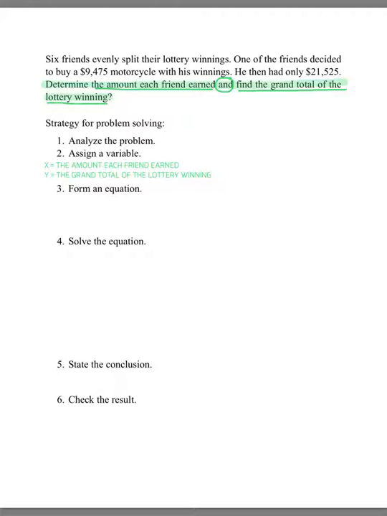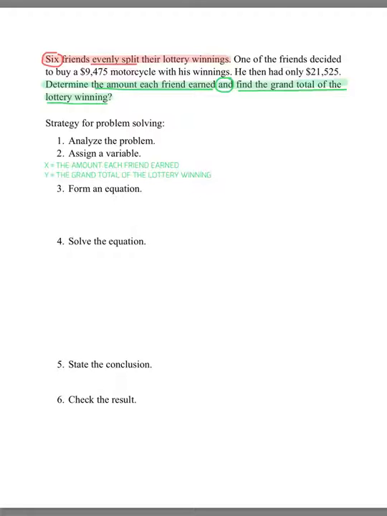So now that we have assigned our variables, let us continue analyzing the problem. So let's see what else we know. Well, we know 6 friends split their lottery winnings. So they won the lottery and they split it 6 ways. So the number 6 is going to be important for us. And also the fact that they split it evenly. So that means each friend got the exact same amount from the lottery winning.